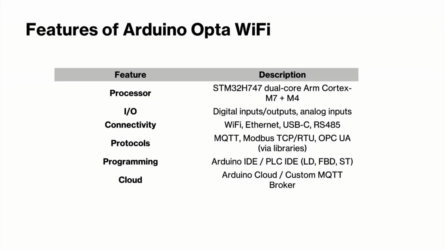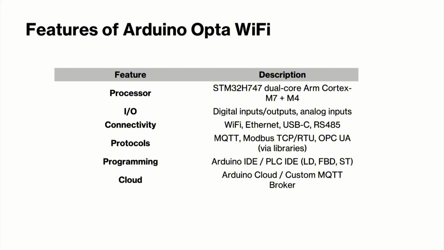Features of Arduino OPTA Wi-Fi. This demonstrates the core features that make the Arduino OPTA Wi-Fi model powerful. At its heart, it's an ARM Cortex-M7 microcontroller that allows it to perform fast, real-time data processing. It comes with multiple digital inputs and relay outputs, so it can directly connect to sensors and control motors, alarms and other actuators. Its built-in Wi-Fi and Ethernet connectivity allows it to connect to both local networks and the internet, providing flexibility for different setups.